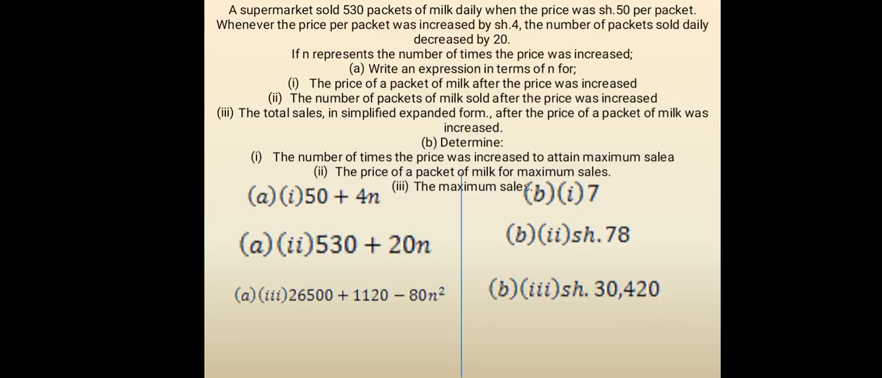A supermarket sold 530 packets of milk daily when the price was 50 shillings per packet. Whenever the price per packet was increased by 4 shillings, the number of packets sold daily decreased by 20. If n represents the number of times the price was increased, A. Write an expression in terms of n for 1. The price of a packet of milk after the price was increased. 2. The number of packets of milk sold after the price was increased. 3. The total sales in simplified expanded form after the price of a packet of milk was increased.